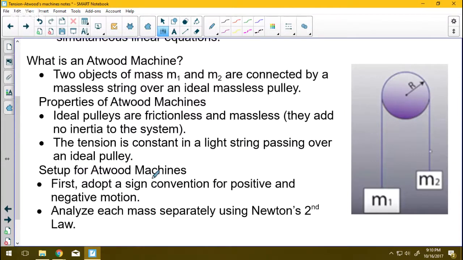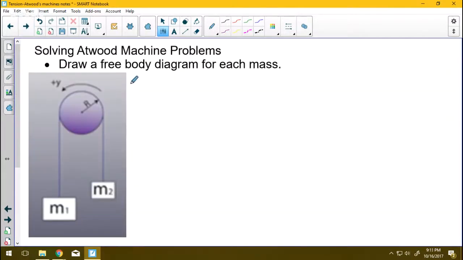So your setup for Atwood machines is you always have to have a sign convention for positive and negative motion, and then you analyze each mass separately using Newton's second law. So let's see how that works. This is showing that the motion is going counterclockwise. So that would mean that for M1, down is positive, and for M2, up is positive. Okay, so we will analyze each mass separately.